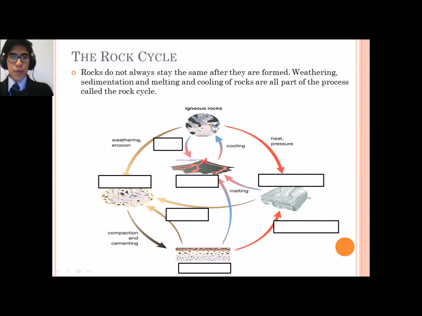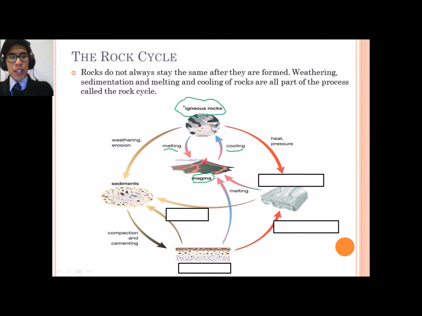So first of all, we have igneous rocks. Now, when an igneous rock undergoes heat and pressure, it becomes metamorphic rock. When igneous rocks go under weathering and erosion, they become sedimentary rocks. Igneous rocks will undergo melting and cooling as well. So, if an igneous rock melts, it becomes magma. And if magma cools down, it becomes an igneous rock.